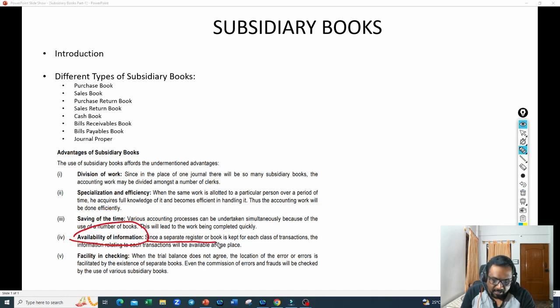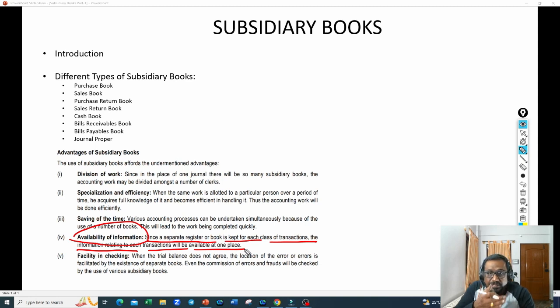Since a separate register or a book is kept for each class of transaction, the information relating to each transaction will be available at one place. So, Krishna is maintaining the purchase book. If there are any issues or challenges related to purchases, you know where to go, whom to ask, because you know very well where that information is available. It is available with Krishna. So if I go to Krishna, I'll get the purchase book. If I go to Rama, Rama will give me the information about the sales book. If I go to Raju, I'll get to know about bills receivable.